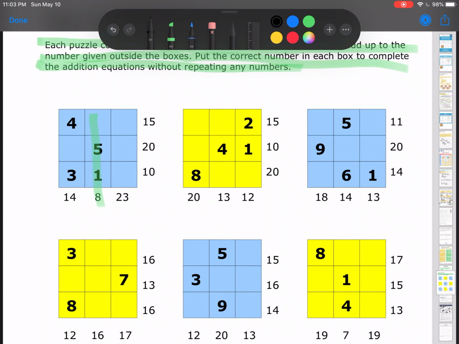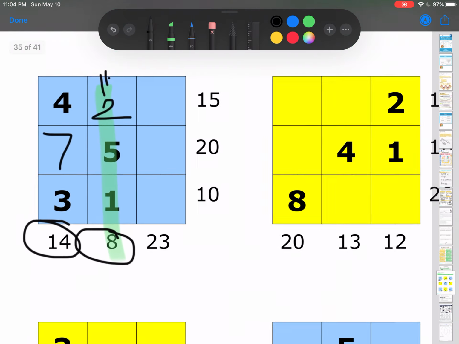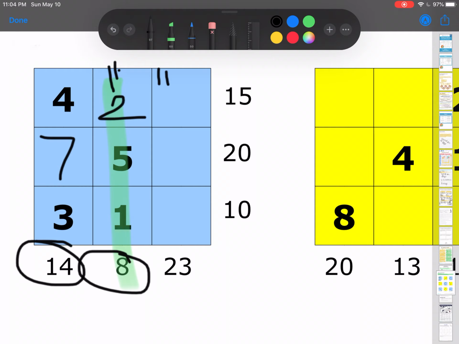So 5 plus 1, that's 6. I need to get to 8. So I need to add 7, 8. That's 2 more. 3 plus 4, that's 7. I need to get to 14, and I know that 7 plus 7 is 14, so my answer here is 7. 4 plus 2, that's 6. I need to get all the way up to 15, so 6, 7, 8, 9, 10, 11, 12, 13, 14, 15.